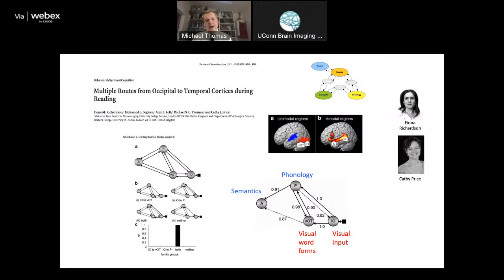So I'm a big fan of trying to use functional imaging to test causal models, to test cognitive level models. But of course, you have to turn up with a model like that in hand to use the imaging data in that way.